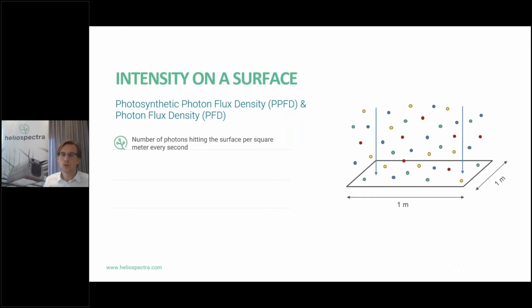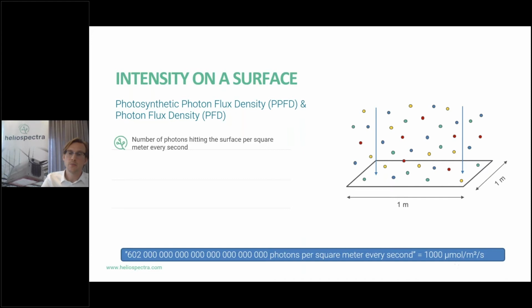So we see in the figure here such an area. We see a square meter, a 1 by 1 meter surface, and the light intensity on that surface would be how many photons are hitting that one square meter, and how many are hitting it every second. And of course, this is a very large number. But instead of saying 602 million billions, we can just say 1,000 micromoles per square meter per second. So the unit here is the micromole per square meter per second. It's essentially just a large number of photons per square meter per second.